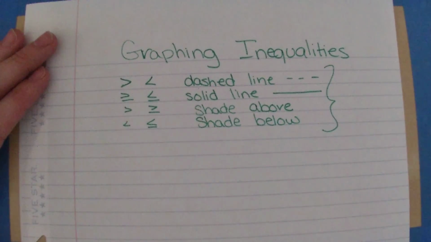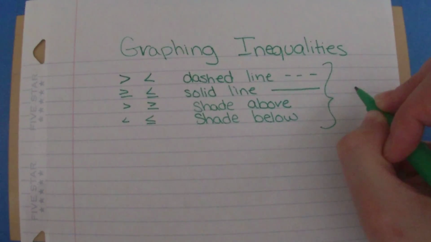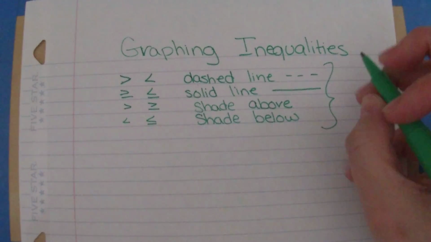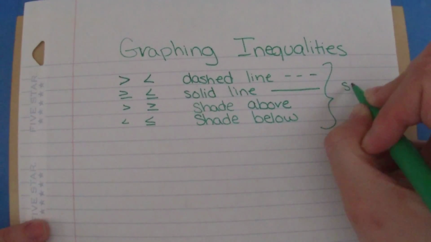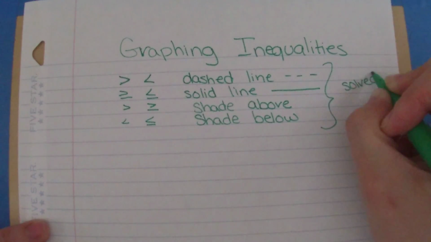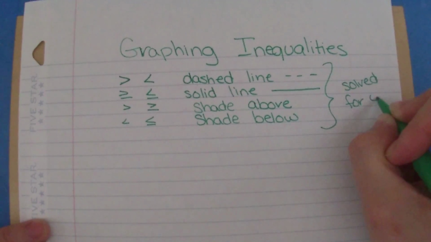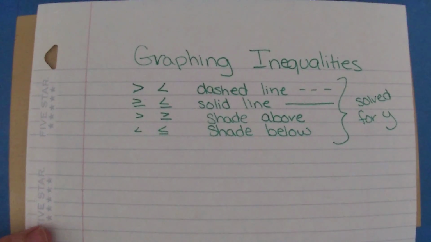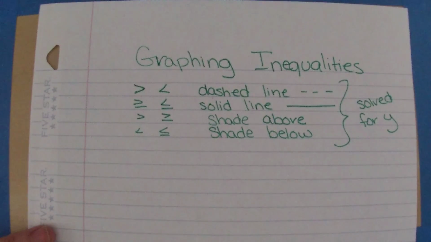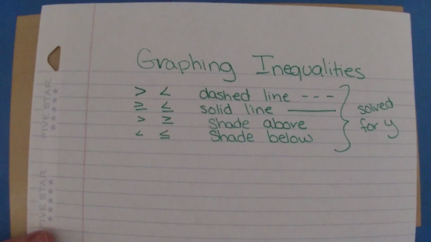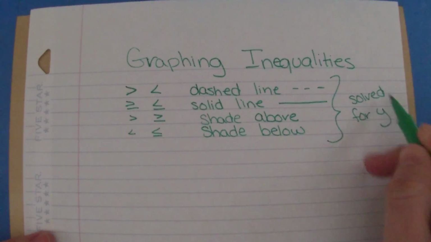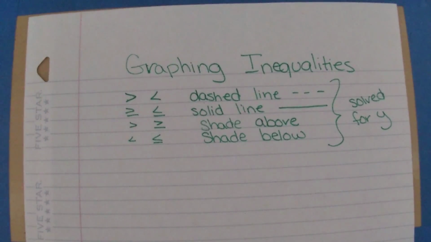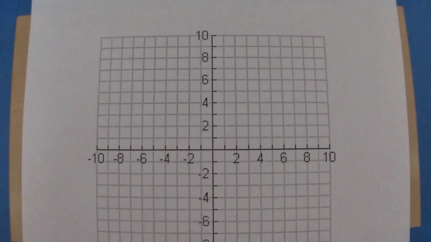The rule is that these have to be solved for y. And the good news is that all of ours are going to be solved for y, so it's not really a large issue. Just the thing to keep in mind is that if we see something in the future, this only works if we're solved for y. Okay, so let's take a look at some of these.